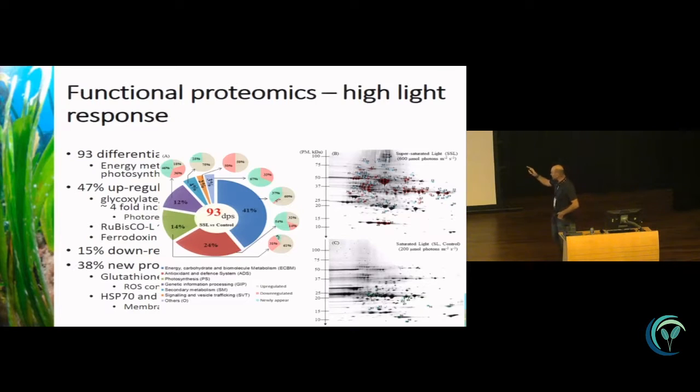I apologize for this slide. It'll get cleaner as I press the button. First of all, there's your differential 2D gels. So there's supersaturated light and control light. Now what we have to do is work out where a spot has appeared that wasn't there before, where a spot has got bigger, or where a spot's got smaller. So that's for the bioinformatics work.